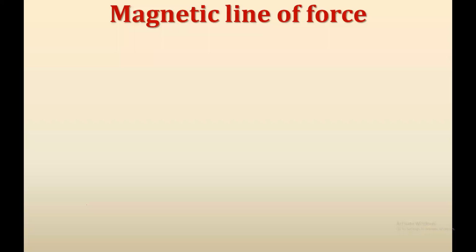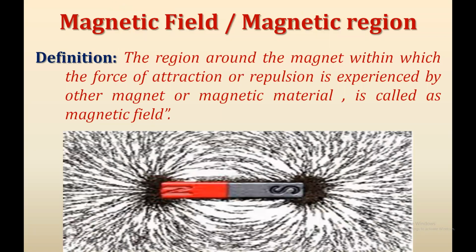Why do I say imaginary? Because it is not visible. Get it my point? But we can experience it. That's why the concept comes into the picture, we call it magnetic lines of force. If you see the previous diagram also, you will observe some lines formed with the help of small pieces of iron.